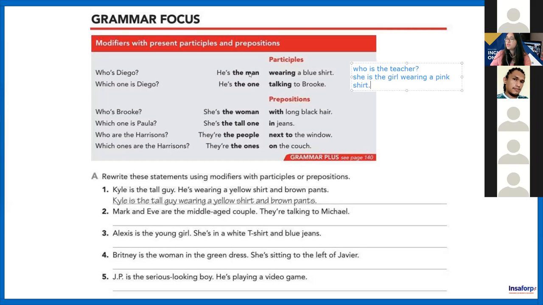Okay, then we have the other example. Which one is Diego? When we have which one, there are two options, right? We are thinking which one, you can say you have two options. He is the one talking to Brooke. How could we translate this sentence? How can we translate, right, this sentence? Any option, guys? He is the one talking to Brooke. I don't know, he says. He is the only one talking. Very close. Or we can say he is the one who is talking. Talking, right? With Brooke. With Brooke, exactly. He is the one who is.